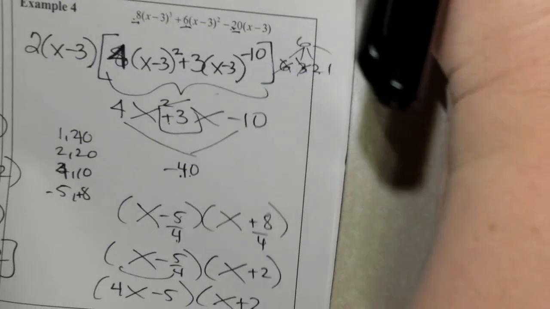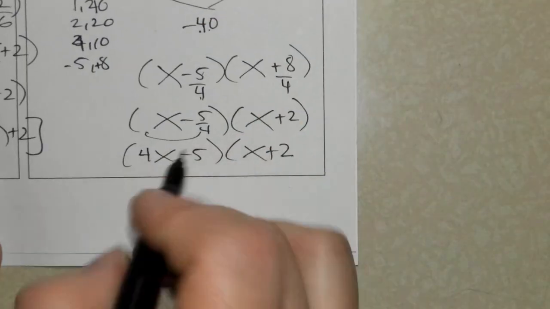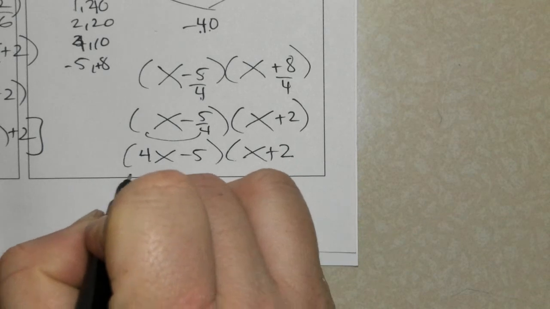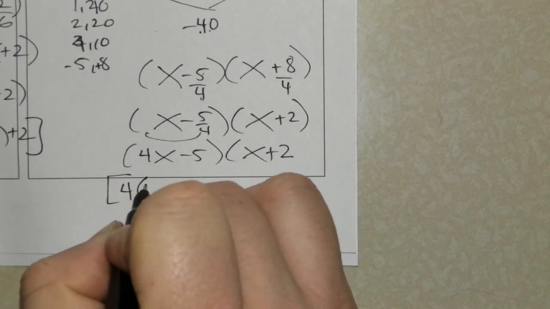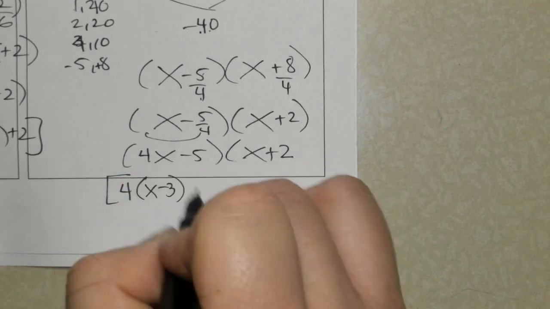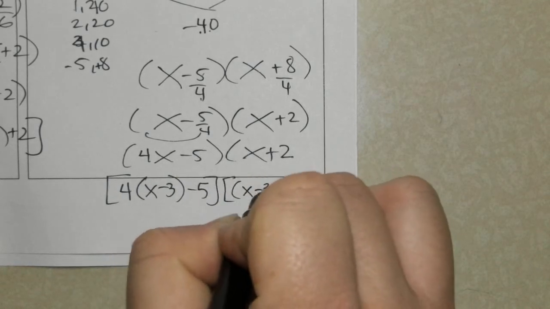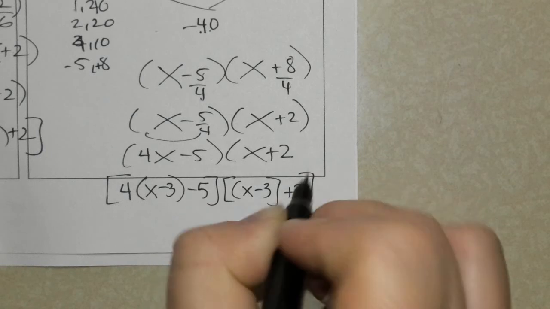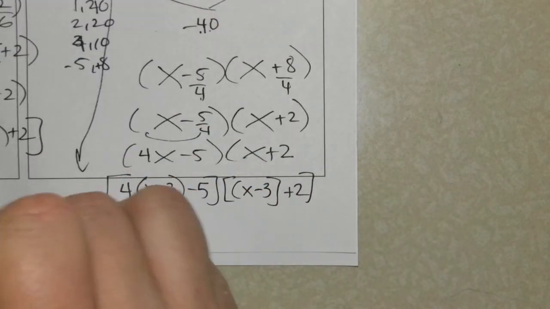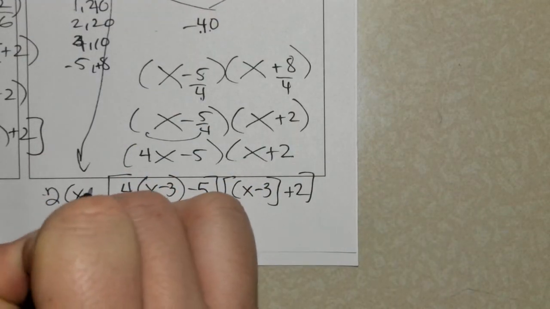There's a couple things we need to go back and do here. Remember, we really don't have an x. X really is x minus 3, is what this big X represents. So 4 times x minus 3 minus 5, and x minus 3 plus 2. And don't forget about what we took out originally, which is 2 times x minus 3.